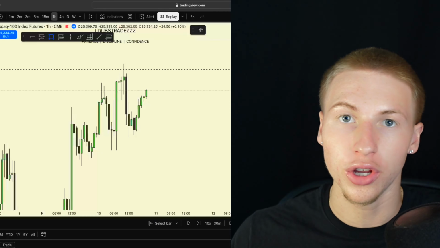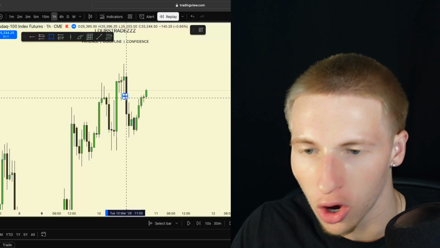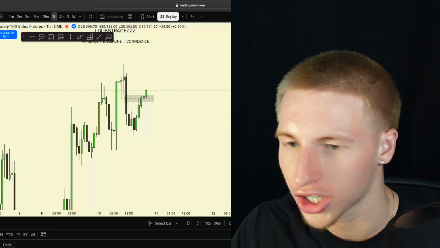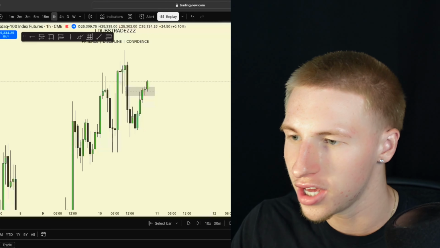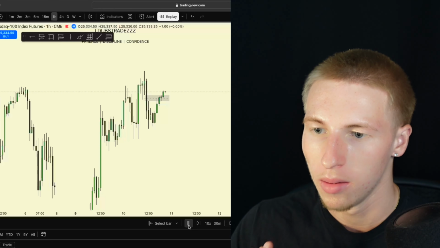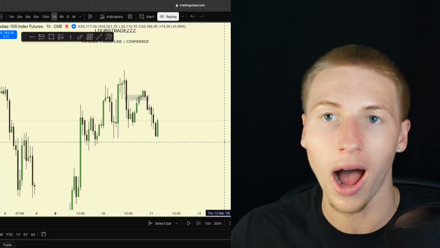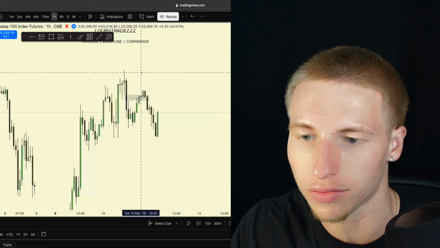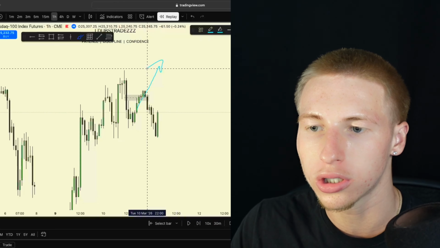You think that the people in New York are trading ICT concepts? No. For example, we have this 1 hour bearish gap. What happened? It just got inversed to the upside. We should continue this trend to the upside. This is a 1 hour gap. But then if we play it out, what happens? Why did we just dump? Why did this inverse fair value gap not continue to push price to the upside?